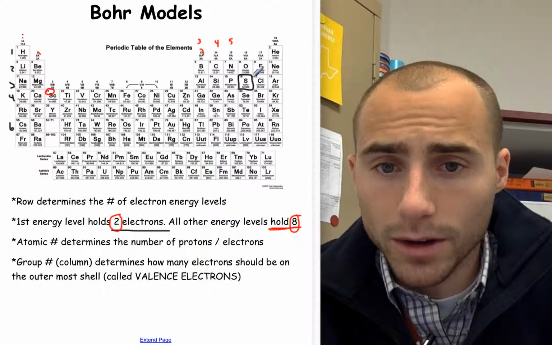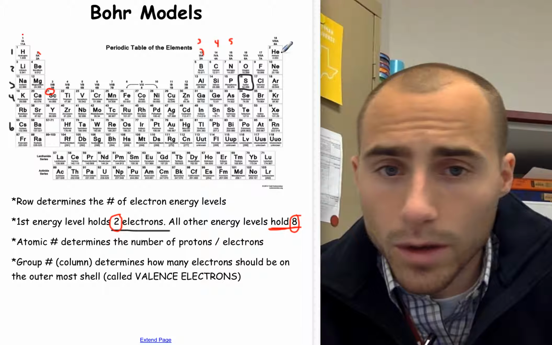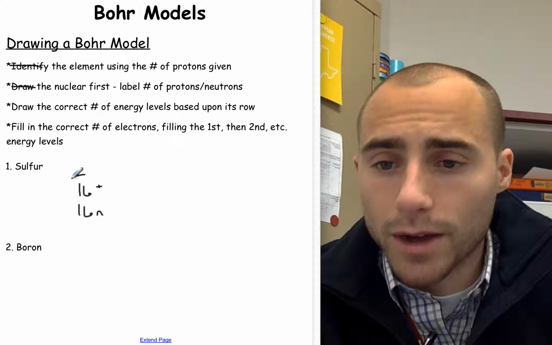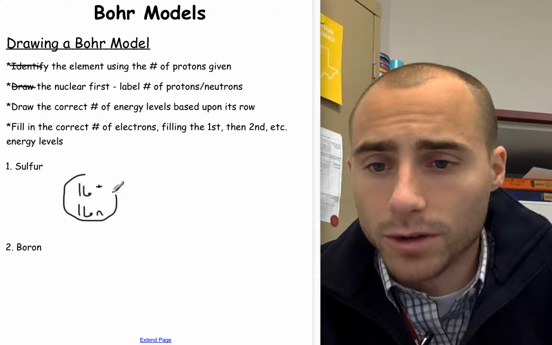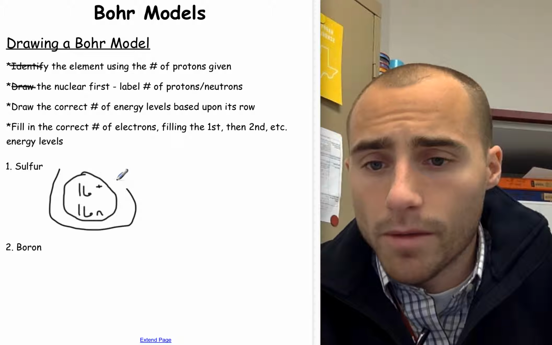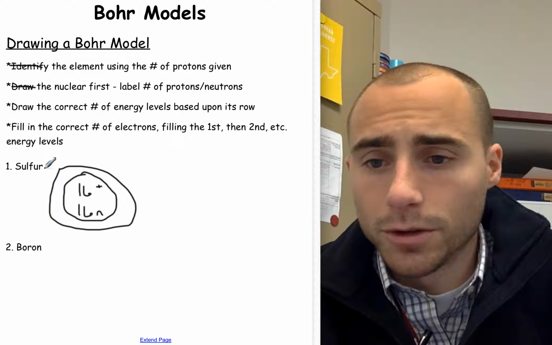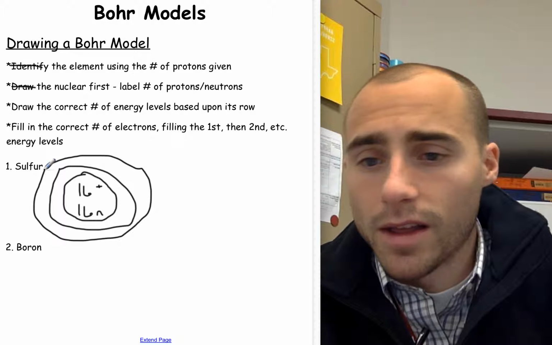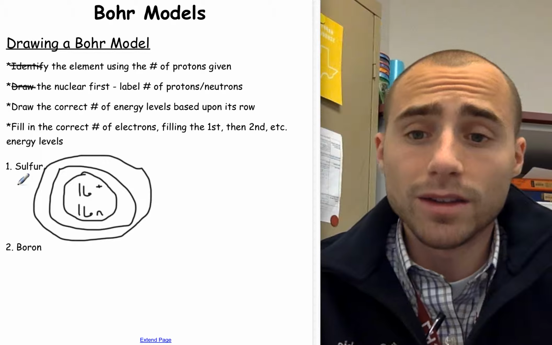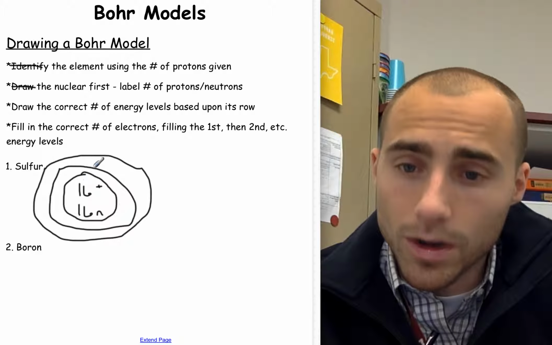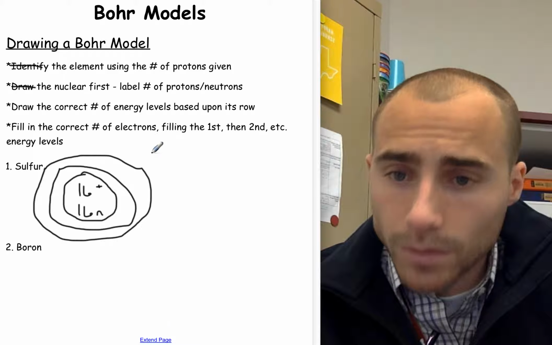Well, let's look at sulfur. It's right here. It's in row 1, 2, 3. So we need 3 energy levels around it. So that just means I draw 3 circles around my nucleus. So that's 1. That is 2, and these are horrific circles, but that's okay. And then that is, oh man, that one's bad. That is 3. So that's the basis of my Bohr model. My nucleus is just writing this, and then my energy levels are 1, 2, 3.